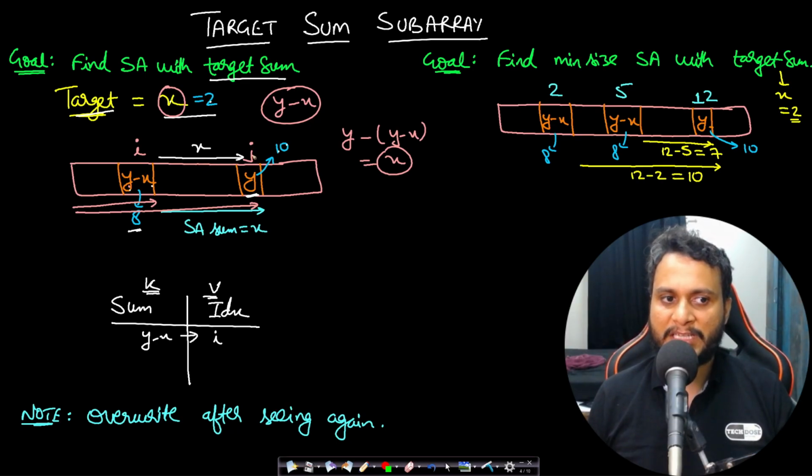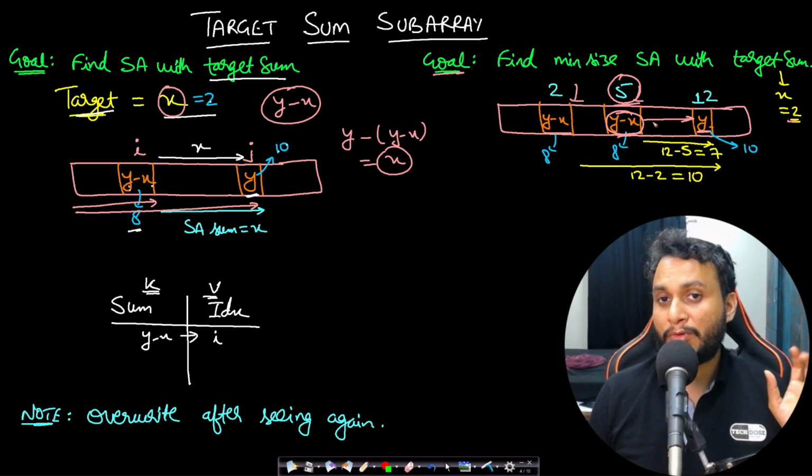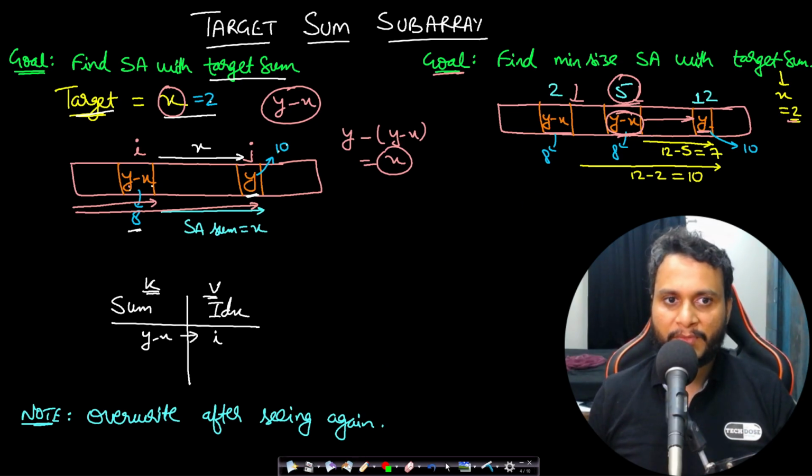Okay, and the subarray size will be j minus i, right? In a similar way, if the goal is to find the minimum size subarray with target sum equal to x, and if you have seen y and y minus x 2 times, then it is always important to overwrite the value of y minus x whenever you see it again, so that your subarray size is always calculated with the latest index of y minus x, so that it will always be the smallest subarray. Okay, so just think about it, right?